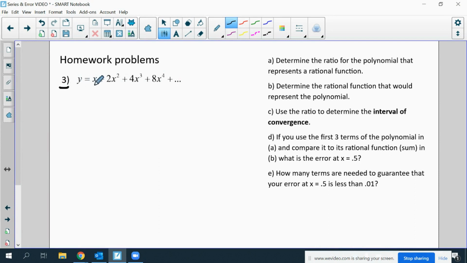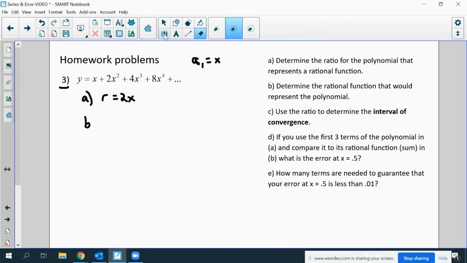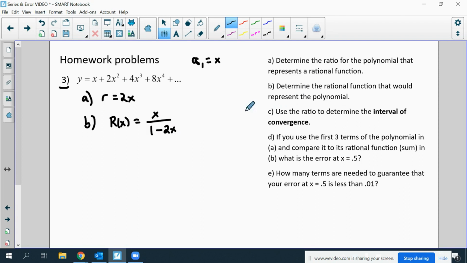We're going to do a few homework problems now. Problem 3 from the homework. This series, A, determine the ratio for the polynomial. So the ratio in this problem appears to be that we're multiplying by 2x every time. And also note that a sub 1 is x. So when I write the rational function as a sub 1 over 1 minus r, that's x over 1 minus 2x. Use the ratio 2x to determine the interval of convergence.